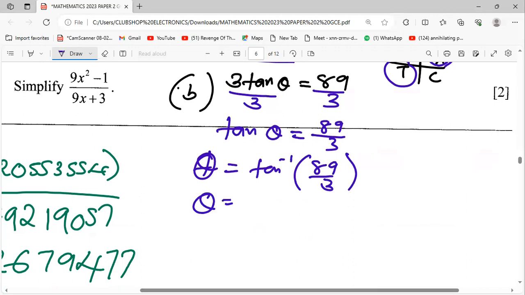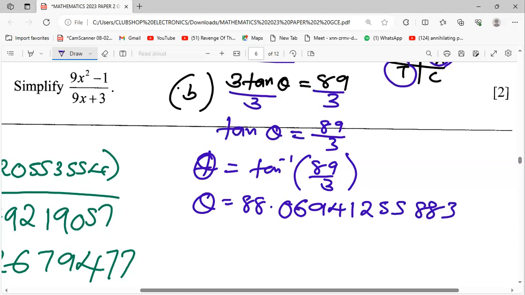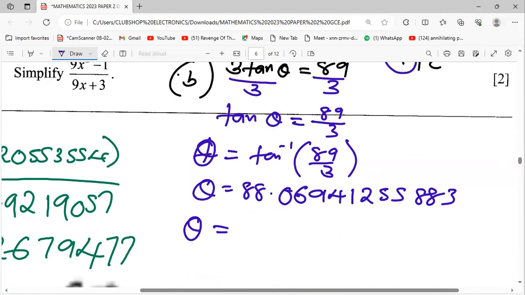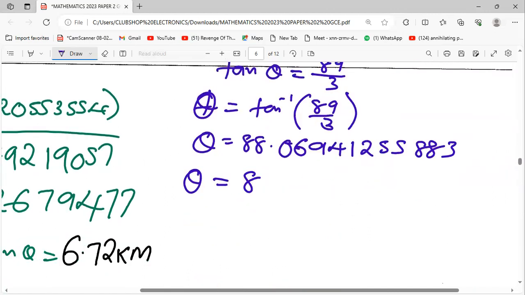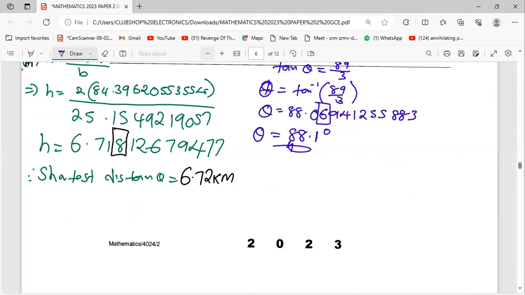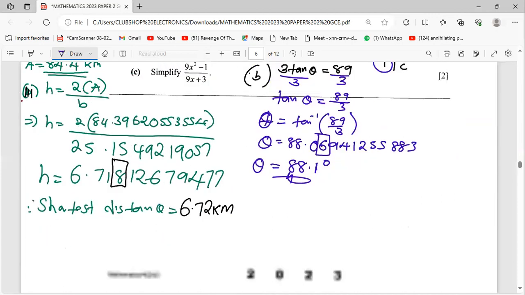So shift, tan, 89 divided by 3. So the answer is 88.069415588883. So we'll round off for degrees, you round them off to one decimal place to be 88.1 degrees. This is your answer. Okay. Then see, we need to simplify that.